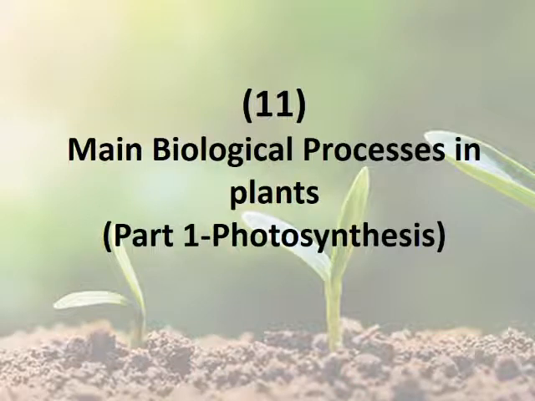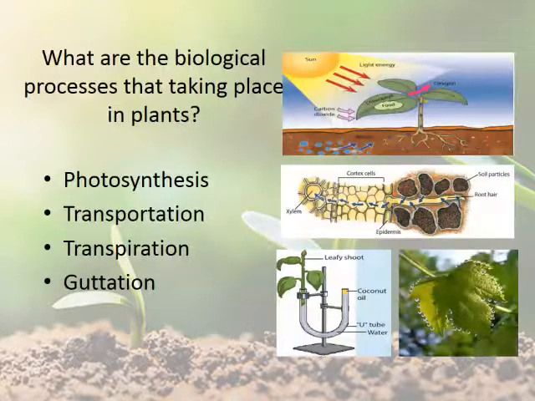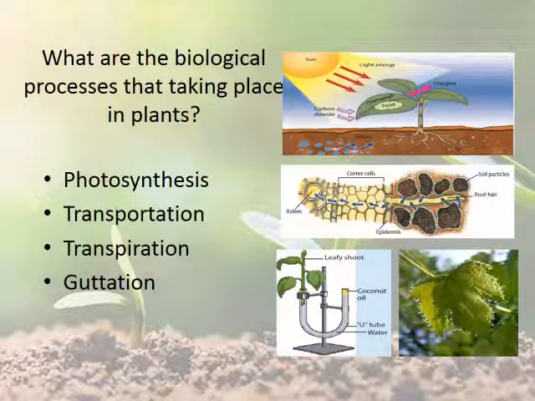As well as, we know that animals, plants, and microorganisms are the major types of living organisms. In this lesson, we'll focus only on the biological processes that happen inside plants. So, what are the biological processes that are taking place in plants? There are 4 biological processes: photosynthesis, transportation, transpiration, as well as decadation. In this part, we'll focus on the first biological function, photosynthesis.